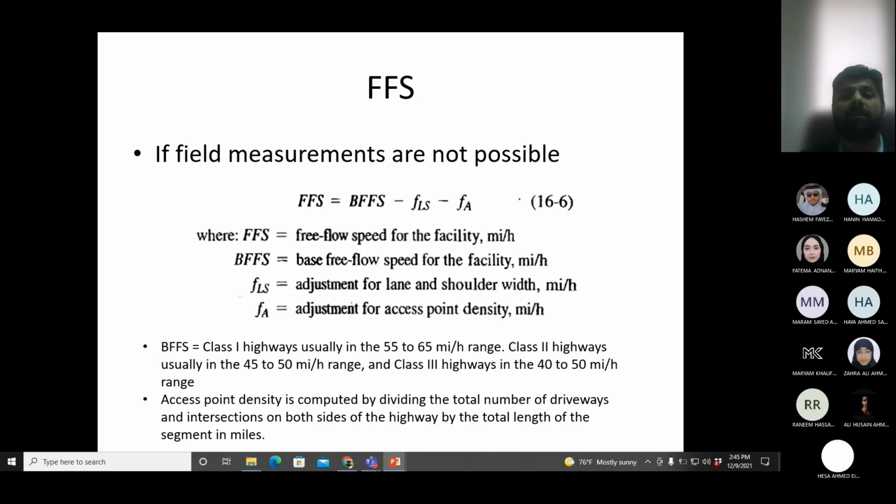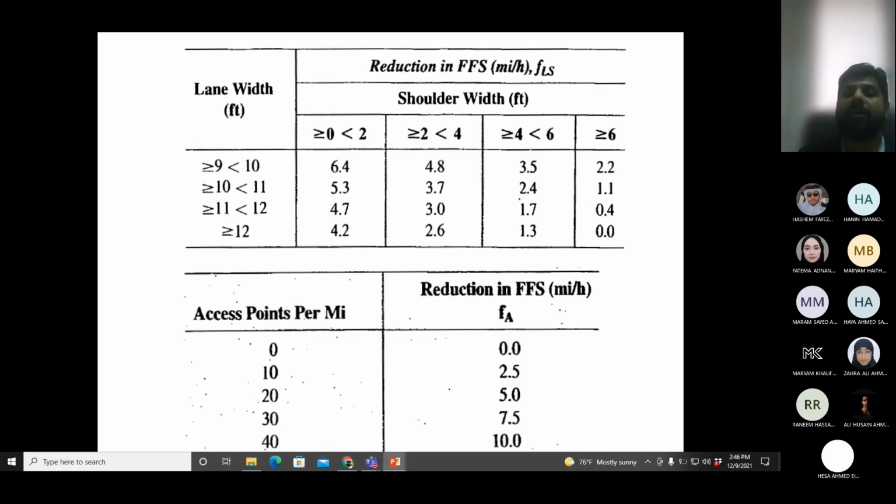Access points, I defined it for multi-lane highways as well. For two-lane highways, they are unsignalized entry points in any direction of the highway. So you count how many unsignalized entry points you have on the highway, and you divide by the length of the highway. That will give you access point density, and then FA will be taken according to access point density using this table. And this is a table for the combined factor of lane and shoulder width.